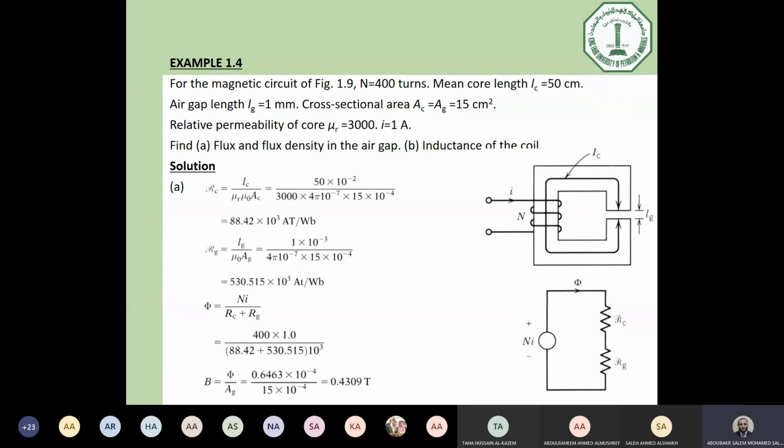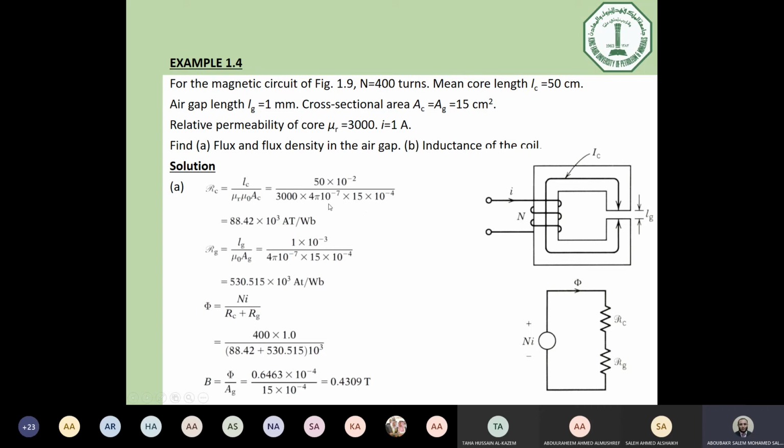Here is a simple example for the inductance. Firstly, we have the magnetic circuit of figure 19, N equal to 400 turns. The mean core length is 50 centimeters. The air gap is 1 millimeter. The cross-section areas of the core and air gap are equal and equal to 15 square centimeters. The relative permeability is given as 3000 and the current is 1 ampere. Find the flux and the flux density in the air gap and then calculate the inductance of the coil.